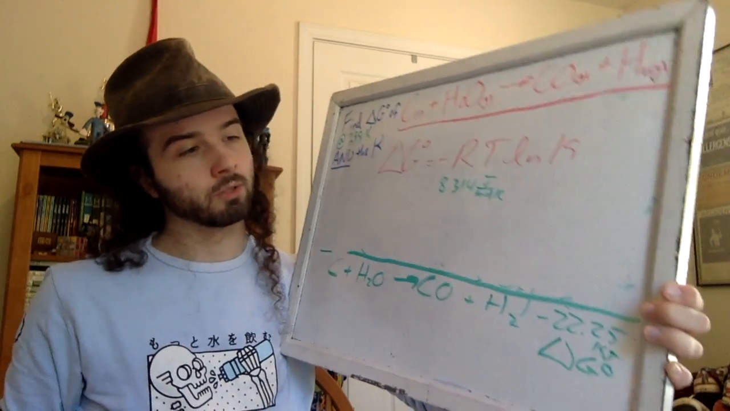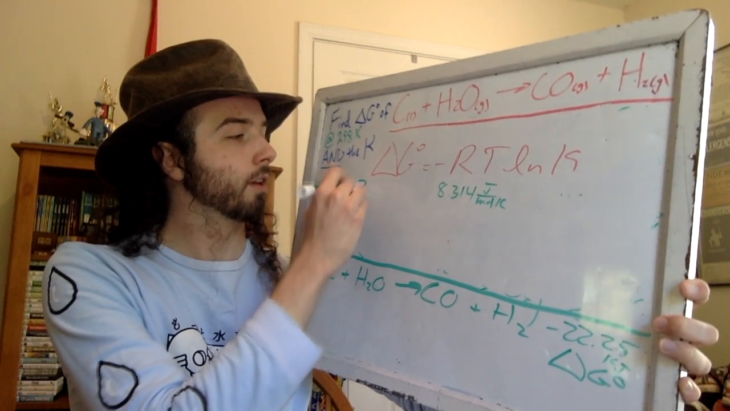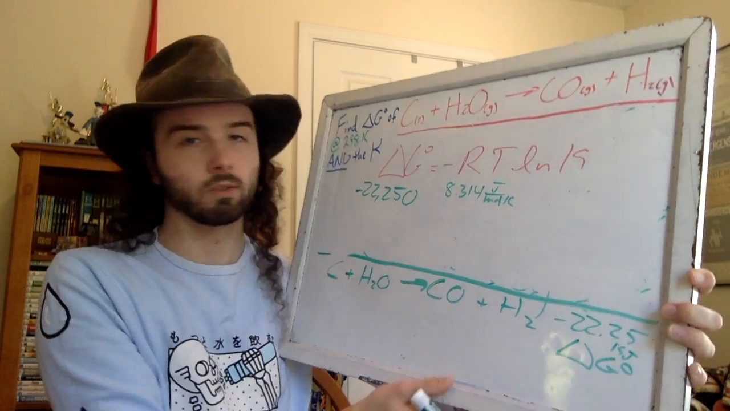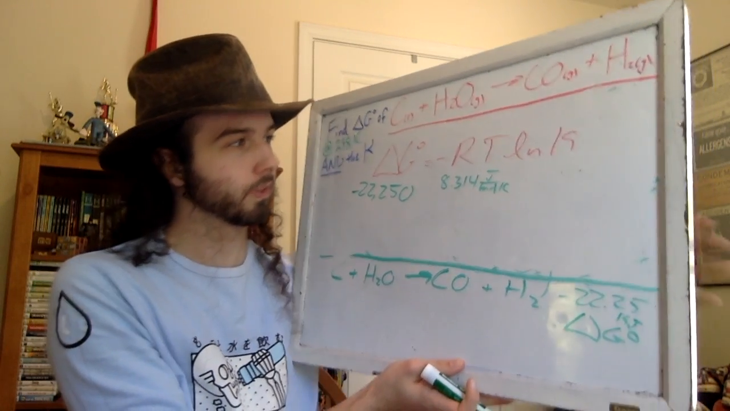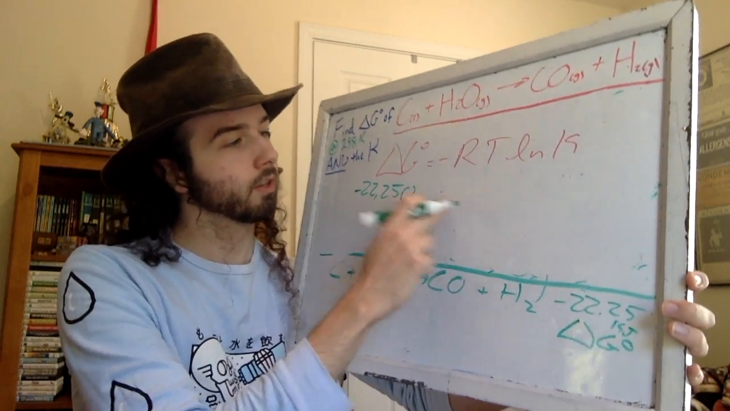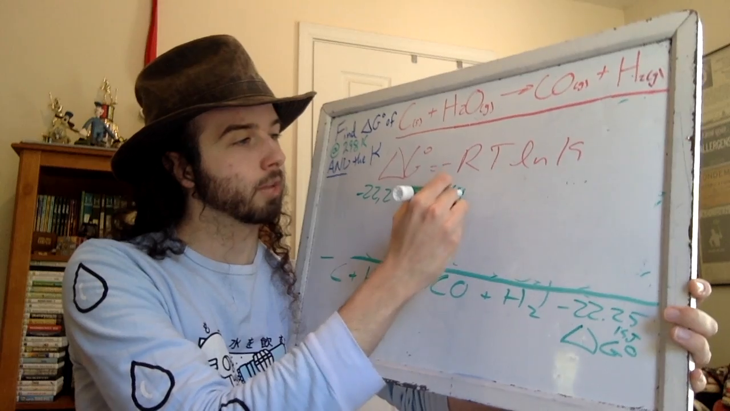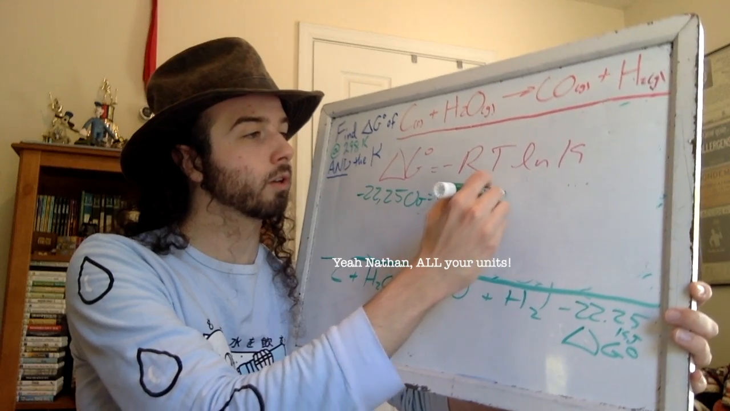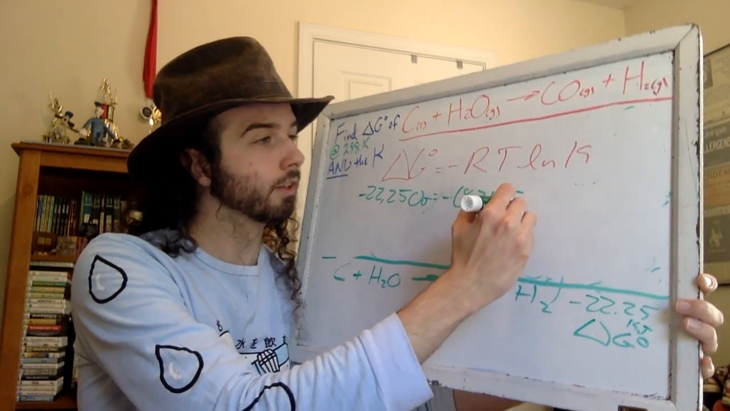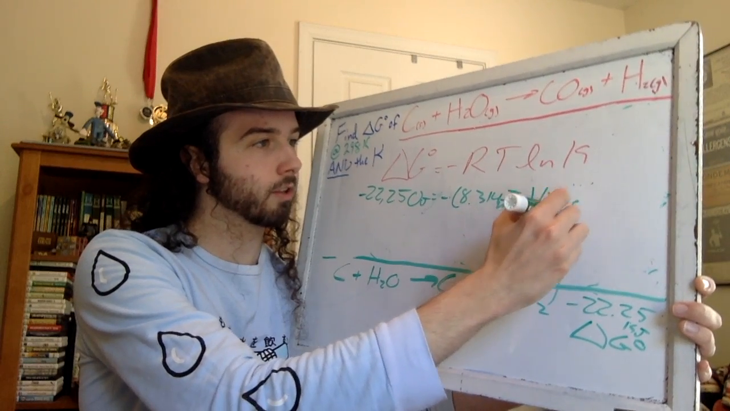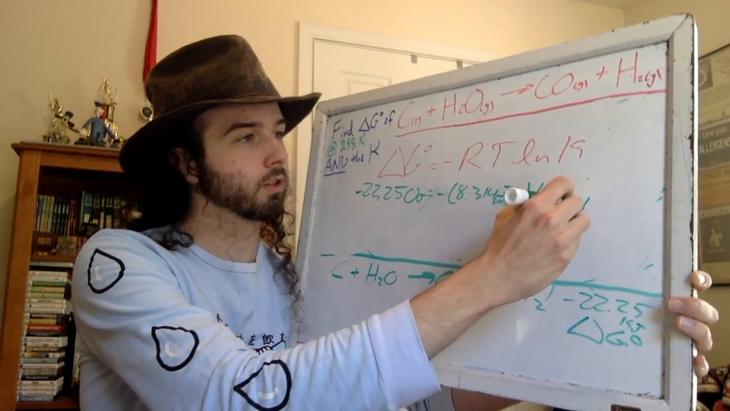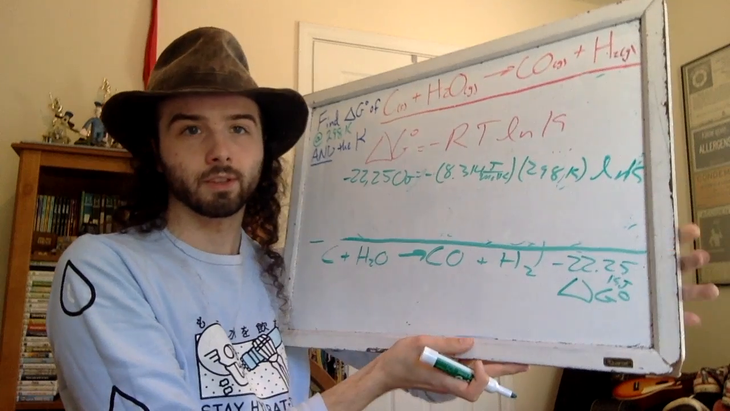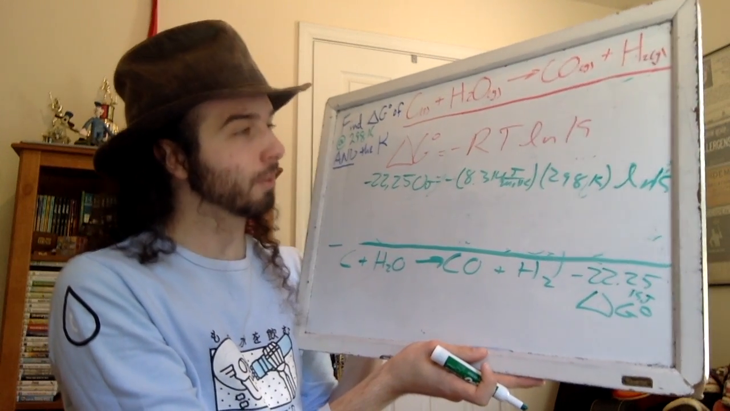So since it's negative 22.25, we're going to say that this is negative 22,250. Okay? Is equal to, I'm going to erase this, negative 8.314, and this is in joules. Make sure we have all our units. 8.314 joules per mole Kelvin times our temperature, 298, also Kelvin, times the natural log ln of K. Running out of room. All right, so now we have that.